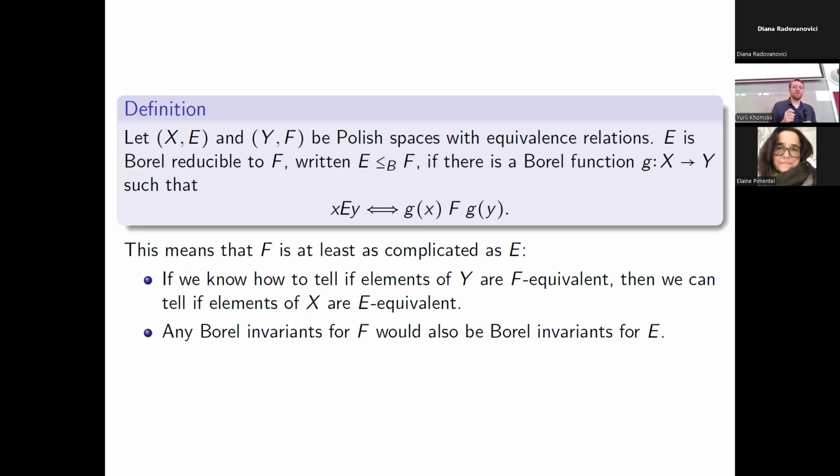Another way of thinking about it is if you had any Borel invariants for F, you could pull them back to get Borel invariants for E, right? So Borel invariants for F would essentially be another reduction happening over here, and then you could do the composition of the two and get invariants for E. So like every reduction, this is saying that one thing is simpler than the other.